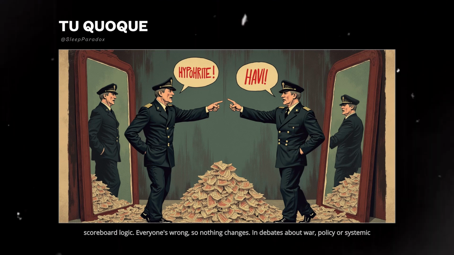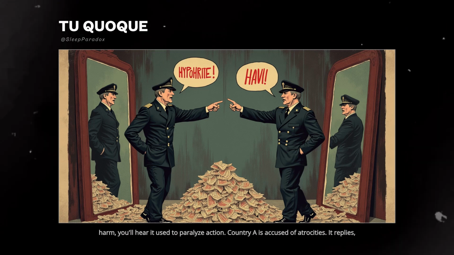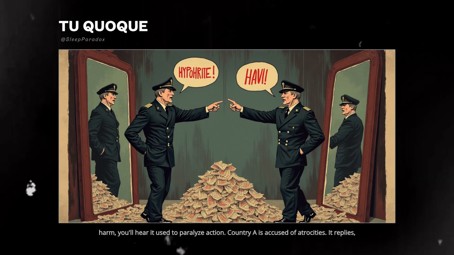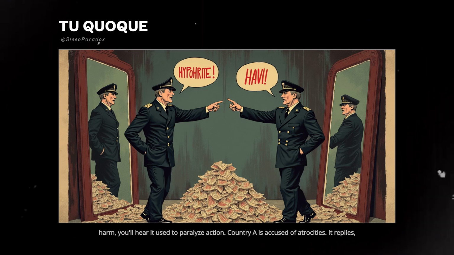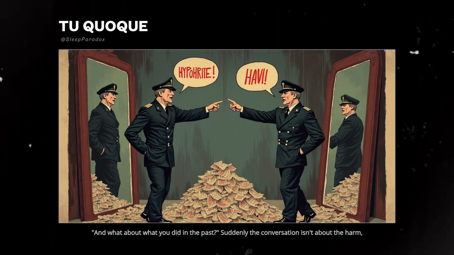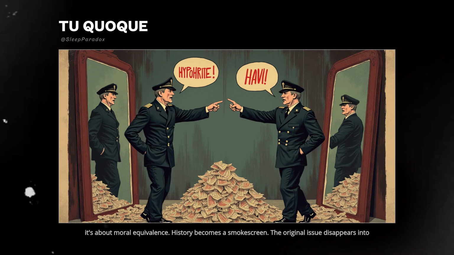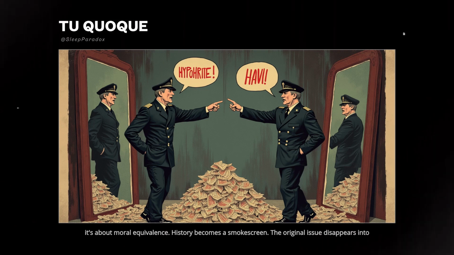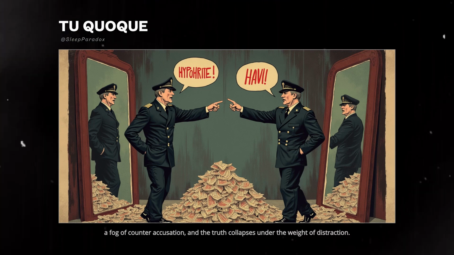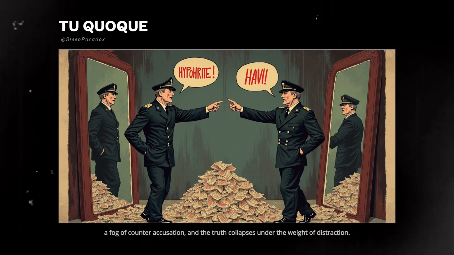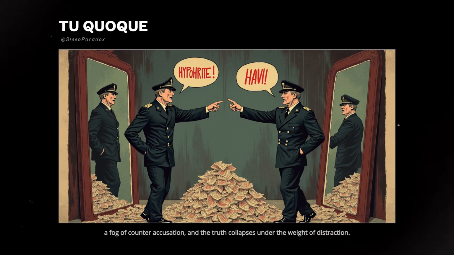In debates about war, policy, or systemic harm, you'll hear it used to paralyze action. Country A is accused of atrocities. It replies, "And what about what you did in the past?" Suddenly the conversation isn't about the harm, it's about moral equivalence. History becomes a smokescreen. The original issue disappears into a fog of counter-accusation, and the truth collapses under the weight of distraction.